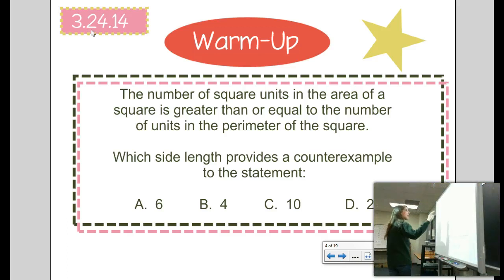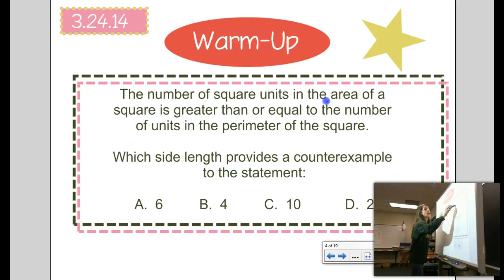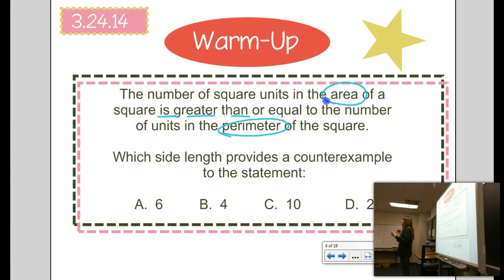So it says the number of the area. You have to learn to take a sentence, Julius, with a lot of words and just find the words that are important. Because that sentence has too many words. That's confusing. So it's really just saying the area is greater than the perimeter. That sentence is saying in a square, the area is bigger than the perimeter. I want you to find a side length that would prove that wrong. So let's try the first one, 6. What's the area if the side is 6?